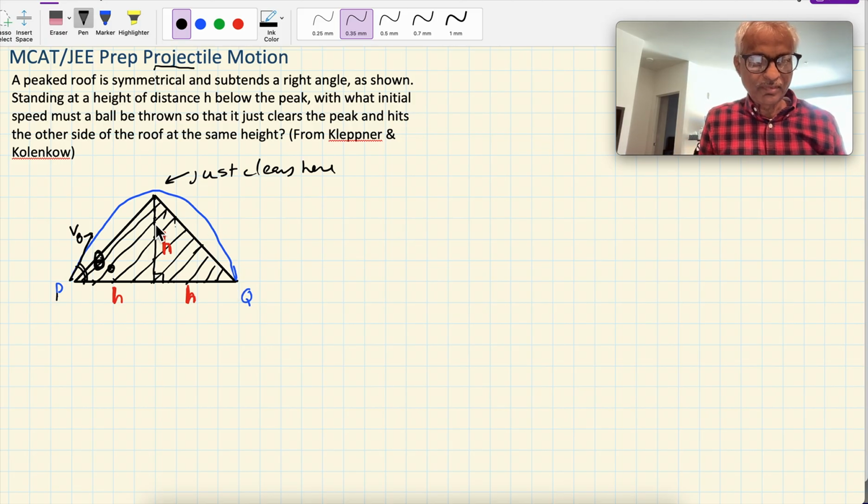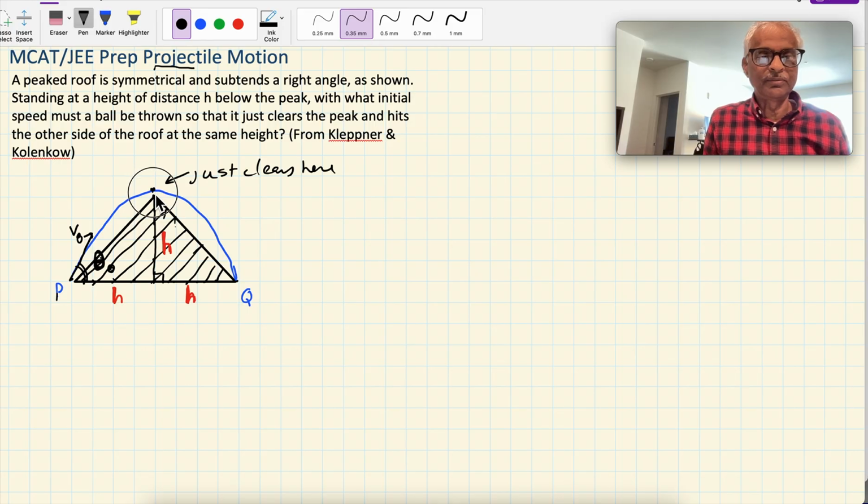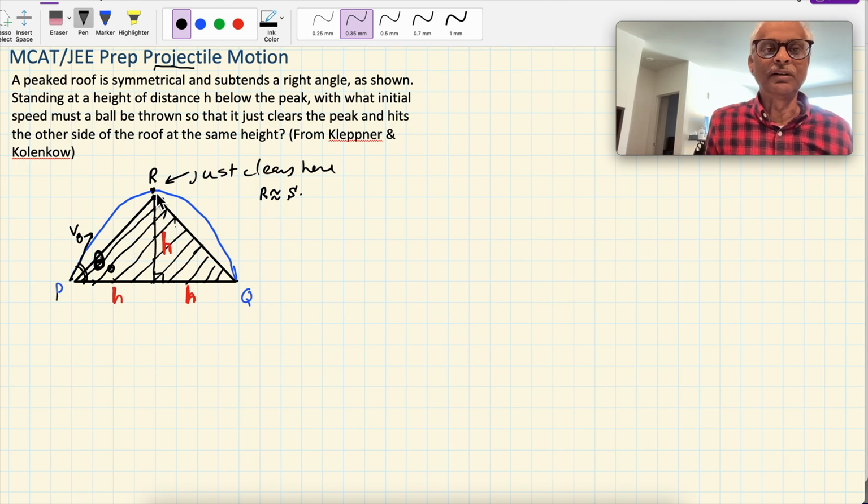Okay, it's symmetric, so you can set it up with this point R. That point S, R is almost the same as S, right? Those points are infinitesimally close, so R's height is the same as h, so I can just say h. All right, so that's the interpretation of the problem.